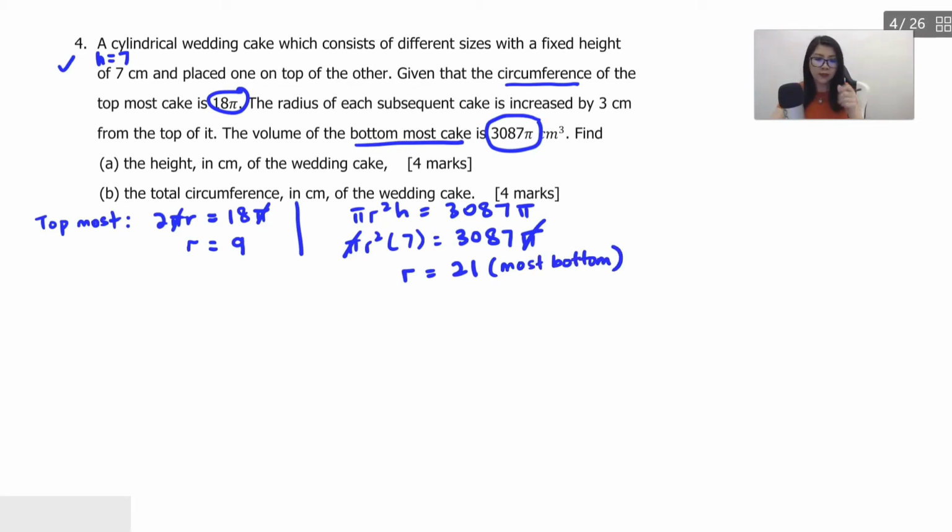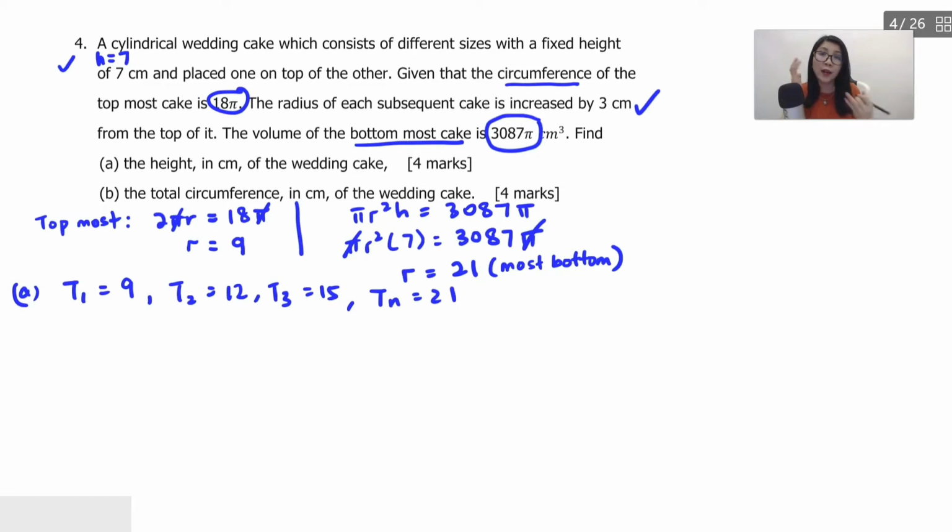And then so now we can find a progression. For A, our first one, the first term T1 is 9. The radius is 9. And then to get the second one, the second tier, the radius increased by 3 cm, as stated in the question. Increased by 3 cm, it means that 9 plus 3 is 12. Then we can find T3 as well. So T3 is 12 plus 3 is 15. And then the most bottom Tn is 21.